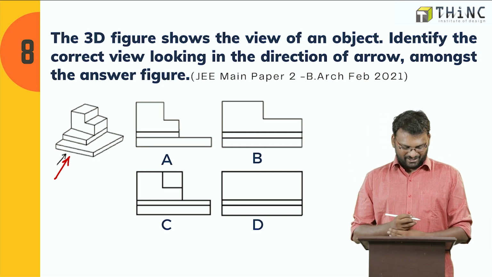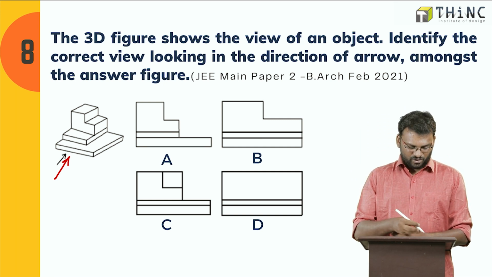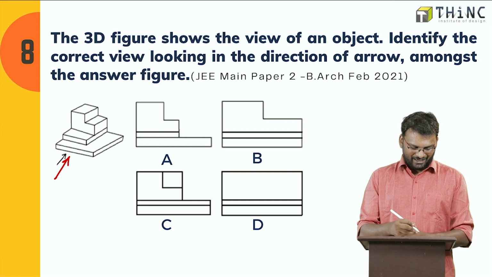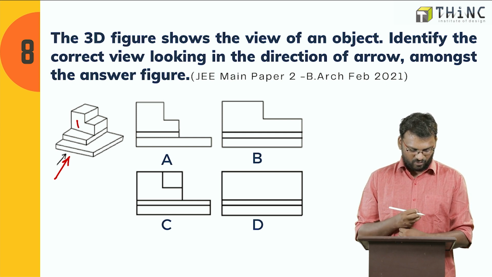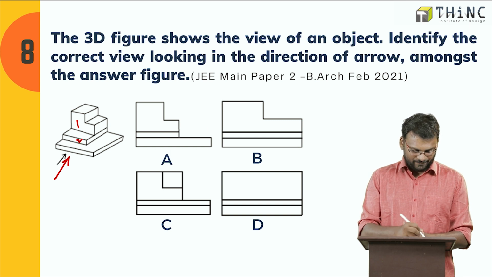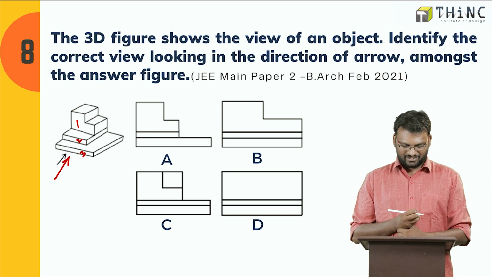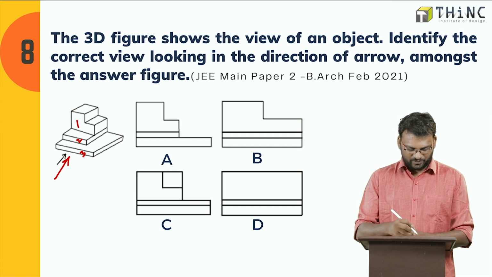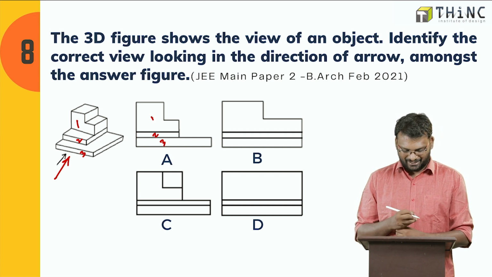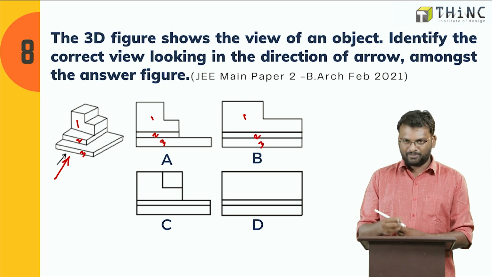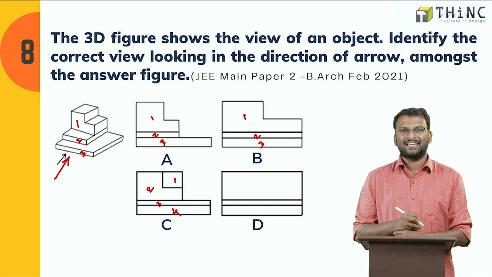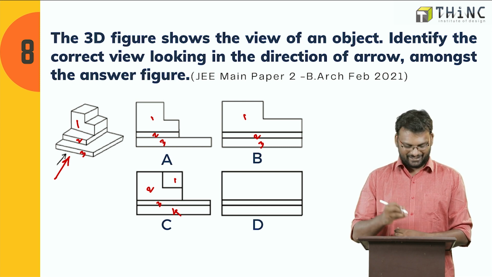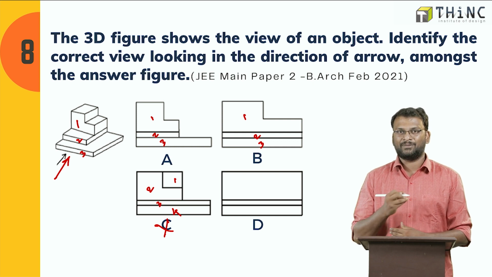We can try to use a counting technique over here. Looking from the direction of the arrow, you will be able to see a surface over here. This is surface number 1. You'll be able to see surface number 2 here and a 3. So it is clear that you will be able to see 3 surfaces only. We can apply this counting technique in the answer figures also. 1, 2, 3, so option A can be the answer. 1, 2, 3, option B also can be the answer. 1, 2, 3, 4, but option C is definitely not the right answer, so option C is eliminated.